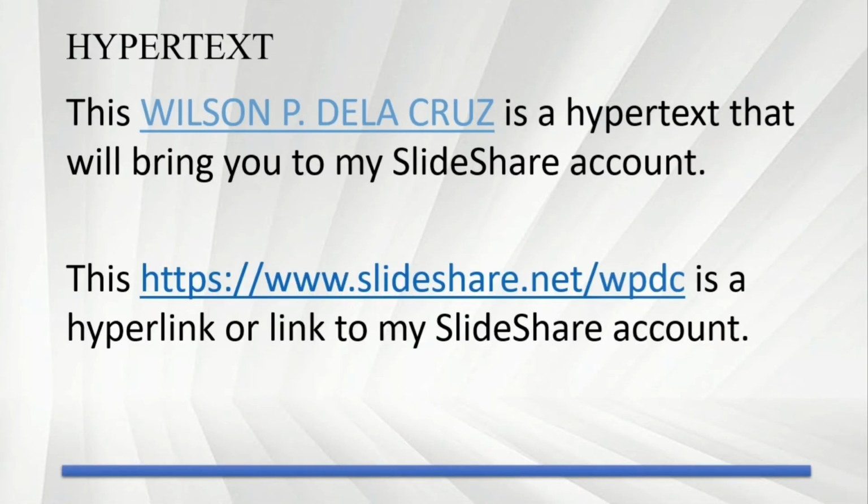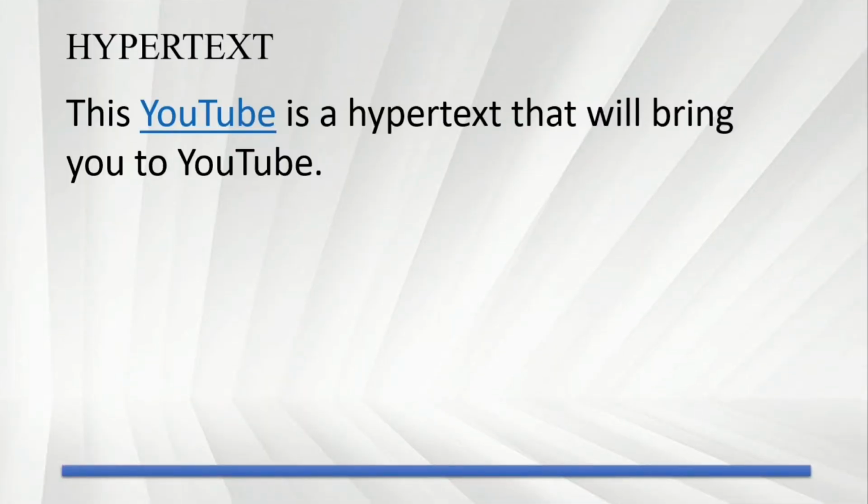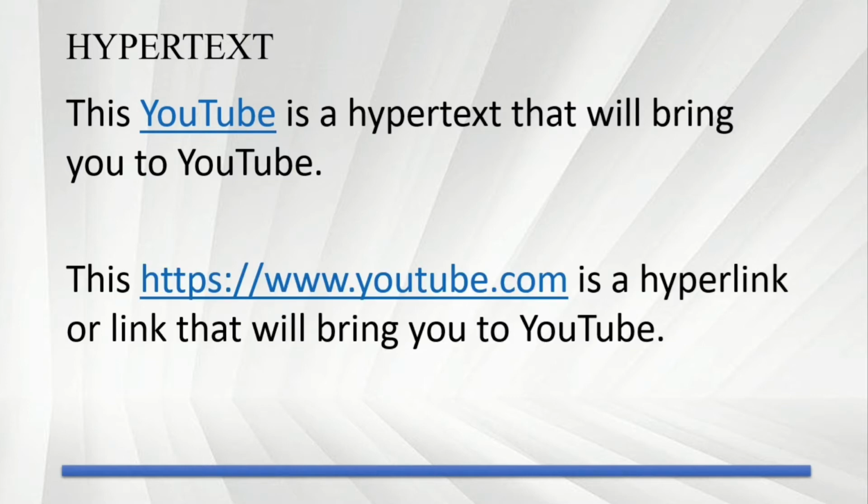What is the difference between a hypertext and a hyperlink? A hypertext is basically a text that links one part of the document to another, while hyperlink is the exact link that when you click will bring you to another portion or another part of, let's say, the internet or any part of document.